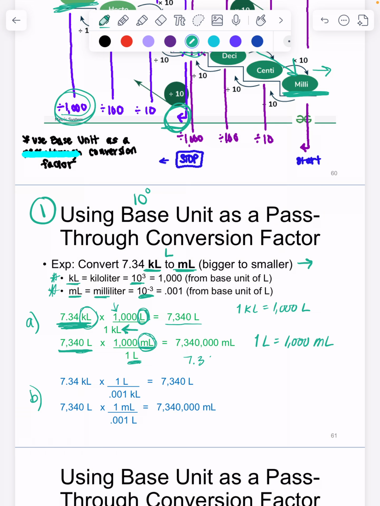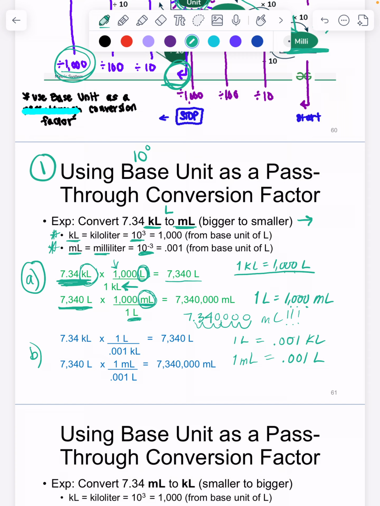So it's the same thing as A up here, but this time we are just switching up the unit conversion equivalencies. So we can start again here in B, 7.34 kiloliters. Of course, I want my units to cancel. I put kiloliters on the bottom. I know that there is 0.001 kiloliters per 1 liter.